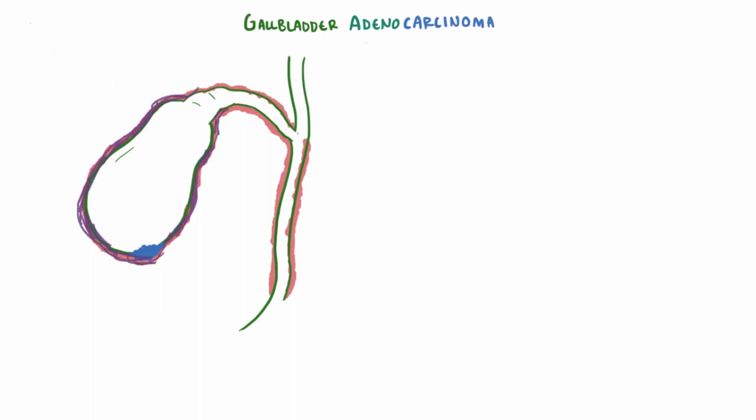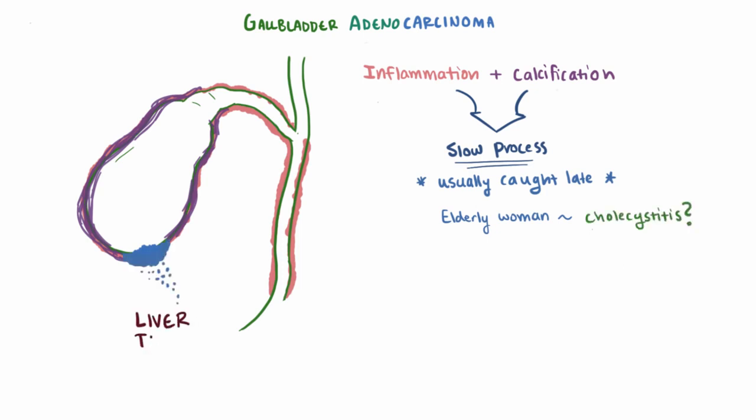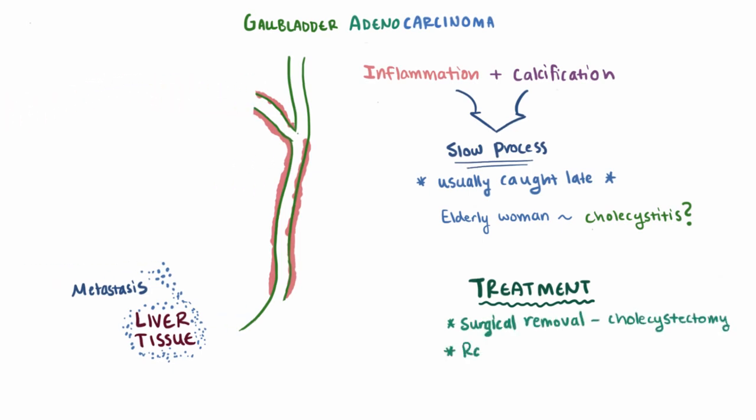Since this process of chronic inflammation and progression of calcification and damage is pretty slow and happens over years and years, gallbladder cancer isn't usually caught until it's progressed to later stages and is often caught incidentally. The most common case being elderly women presenting with apparent cholecystitis, often where the tumor has metastasized and invaded the neighboring liver tissue or porta hepatis, which yields a very poor survival rate. Surgical removal of the gallbladder is typically the go-to treatment, possibly with radiation therapy, but since this condition is so rare, the effectiveness of radiation therapy is relatively unclear.